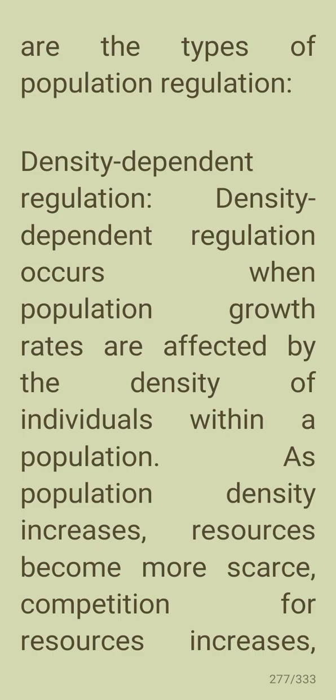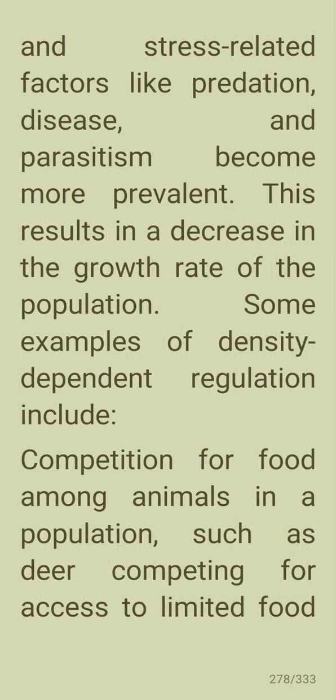Density-dependent regulation. Density-dependent regulation occurs when population growth rates are affected by the density of individuals within a population. As population density increases, resources become more scarce, competition for resources increases, and stress-related factors like predation, disease, and parasitism become more prevalent. This results in a decrease in the growth rate of the population.